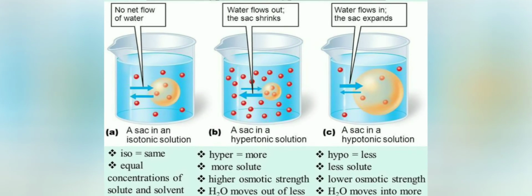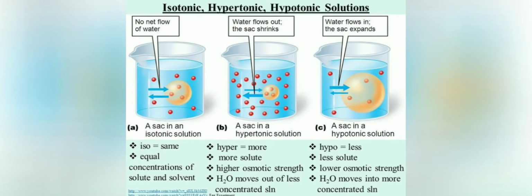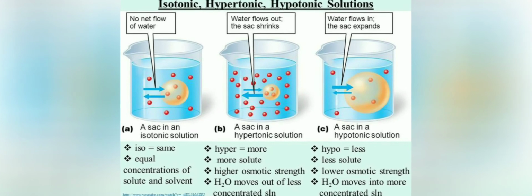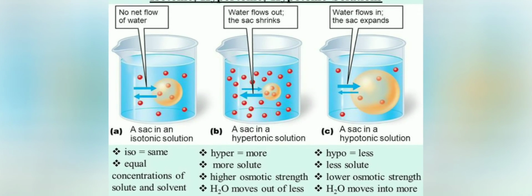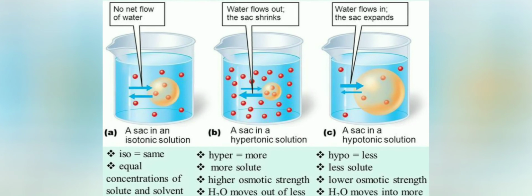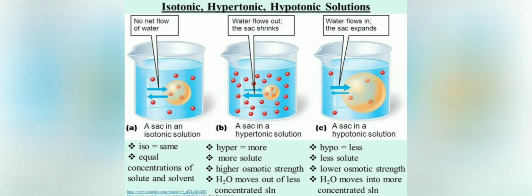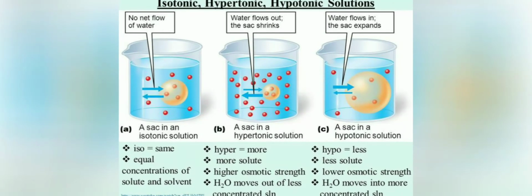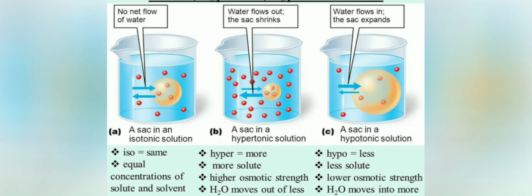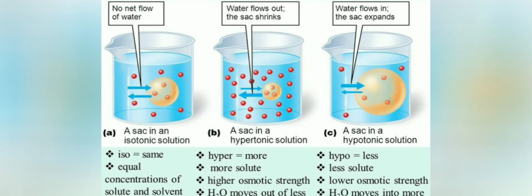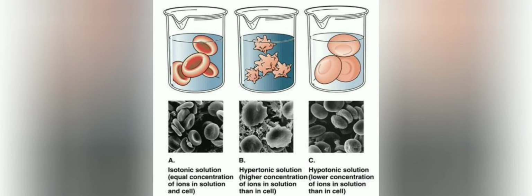Hypo means less. Okay. And here water molecules are free to pass across the cell membrane in both the directions, but more water will come into the cell than will leave. So the net result is that water enters the cell. When the water enters, the cell is likely to swell up. This you can see in the picture.